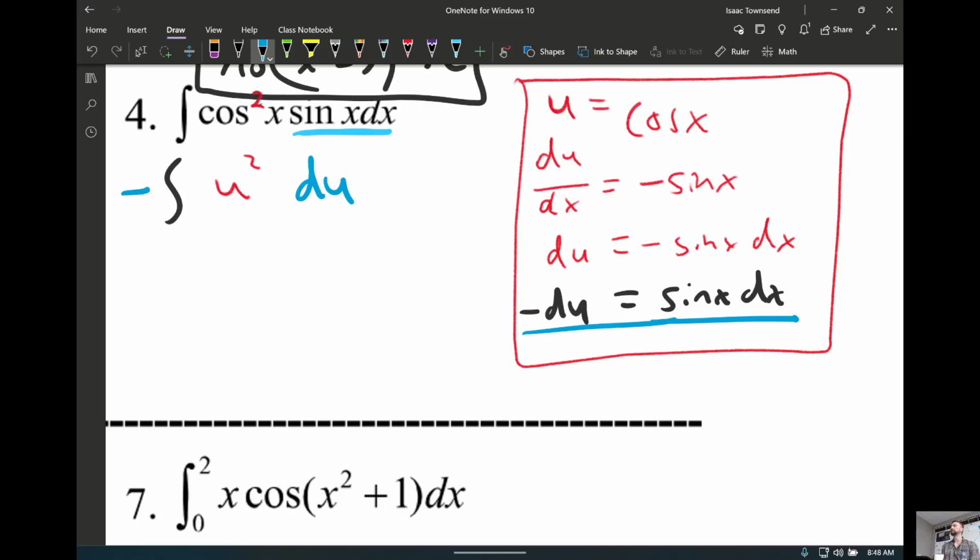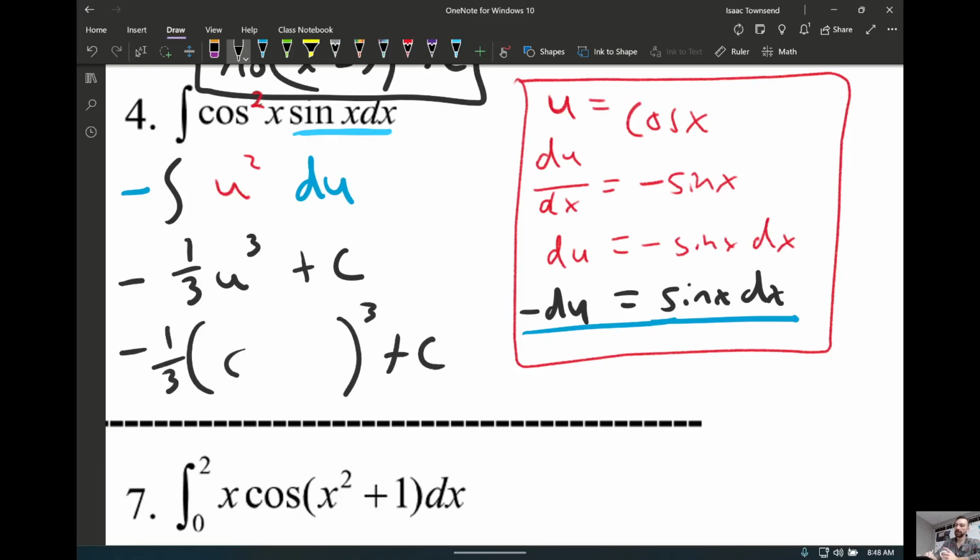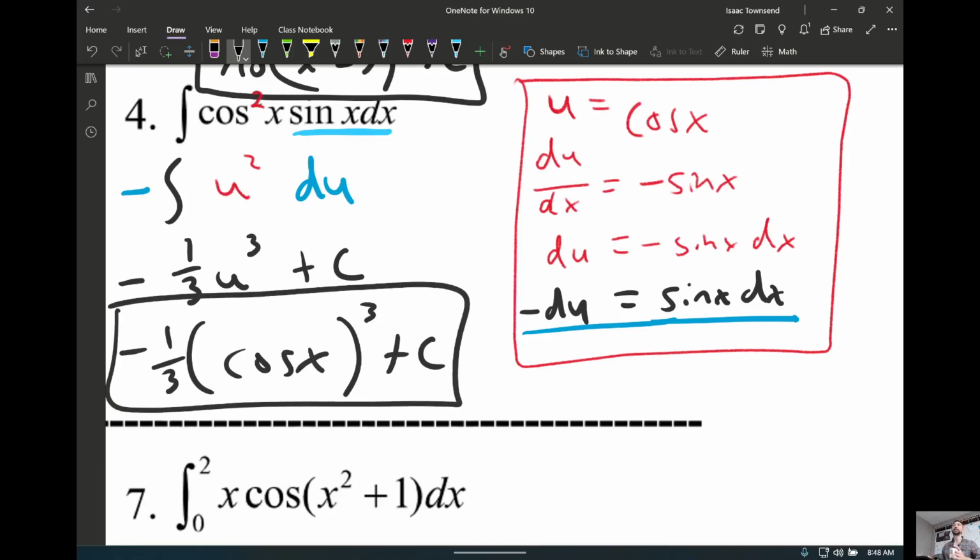Again, this process is trying to make your life easier. Don't take shortcuts on it. Okay, and then now it's nothing special. We raise the power by 1, divide by the new power, throw a plus c on there, and make sure you plug this stuff back in place of u. And if you have time on a high stakes question, you can always check your answer by doing the derivative. Power rule and chain rule.